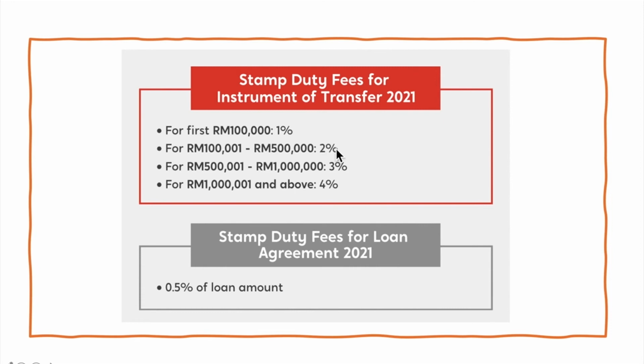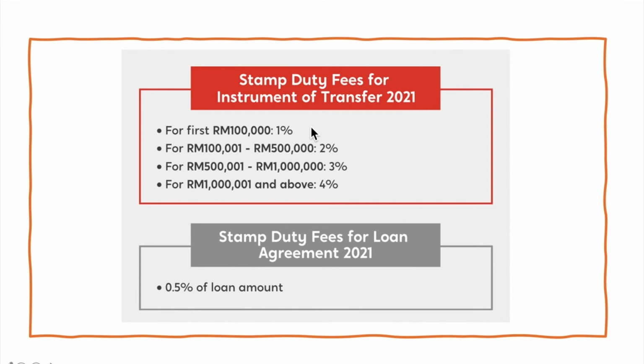Why I say 400,000? Because this does not start from 0. It starts from 100,001. So from here to 500,000 is 400,000 only. So after 500,000, 500,001 to 1 million, that means the next 500,000, because from here to here is 500,000. So if you exceed 1 million, it will be 1,000,001 and above is 4%.